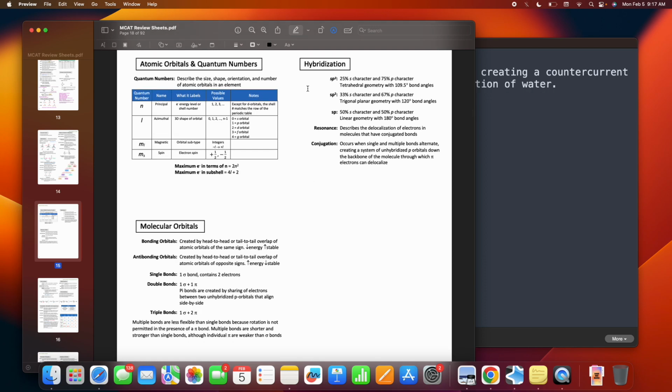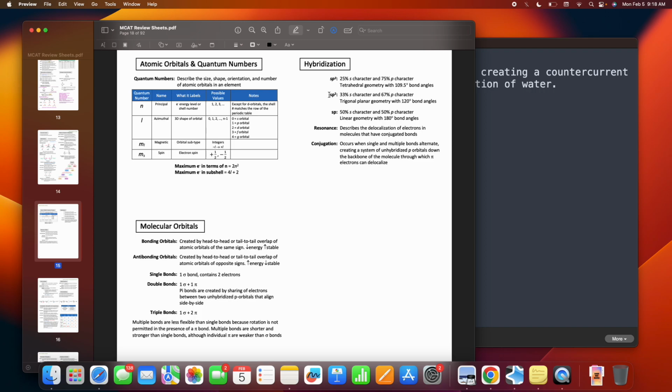And for hybridization, we have sp3, which is 25% s character and 75% p character. It has a tetrahedral geometry with 109.5 degree bond angles. A tetrahedral would be like CH4. So you have 4 bonds with 109.5 degree angles.